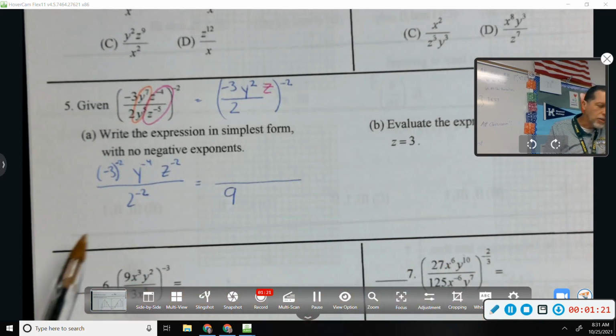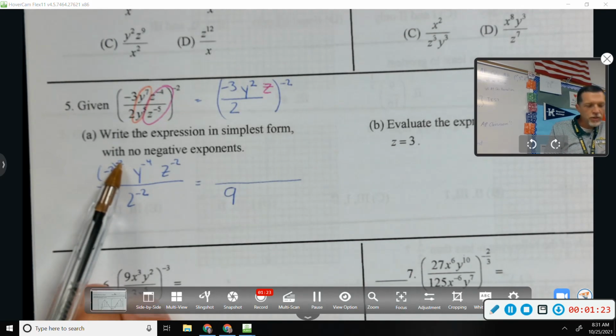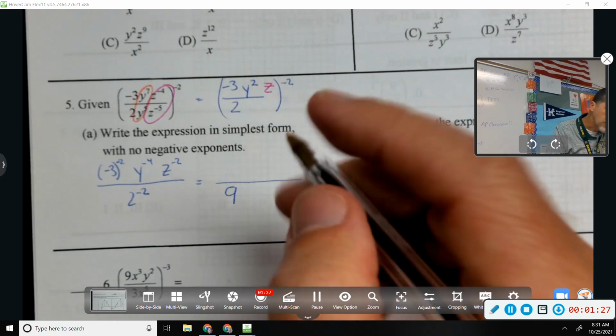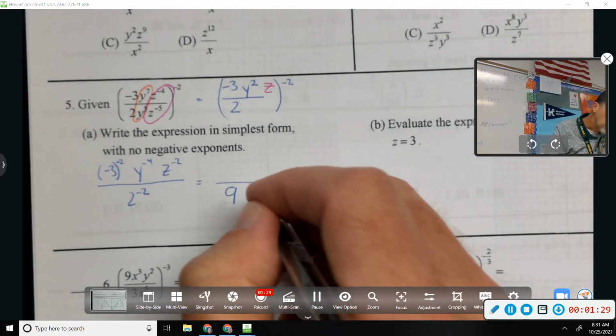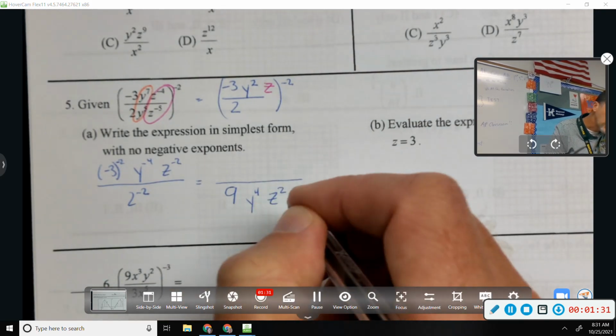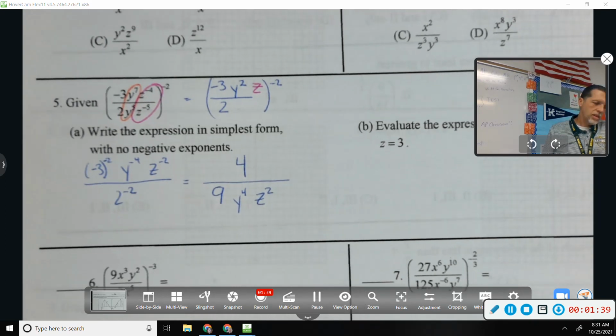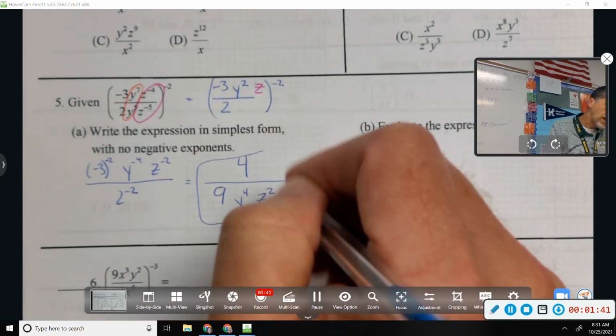So be careful with the negatives. The negative exponent flips it over. The negative 3 ends up going away because you square it. Y to the 4th, z squared in the bottom, and then a 4 in the numerator, because 2 squared is 4, but it gets flipped over. So that's the answer to part A.